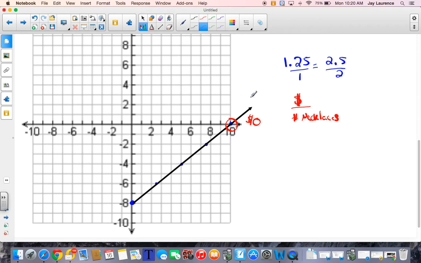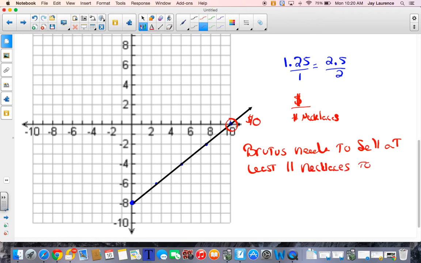So we would say that Brutus needs to sell at least 11 necklaces to make a profit. Because if he sells 10, he's only made $0. That's not a profit. All right, so he needs to sell 11. All right, very cool. Let's check out another one here.